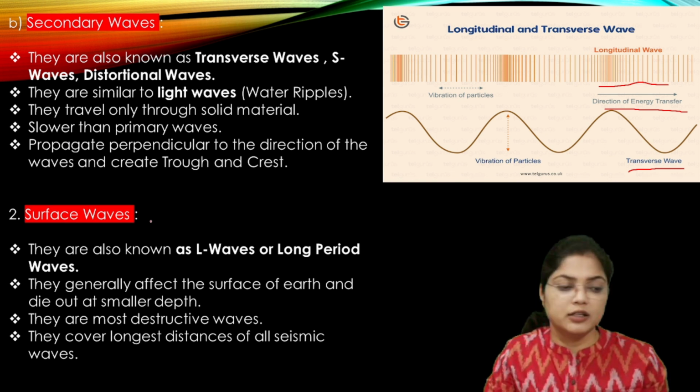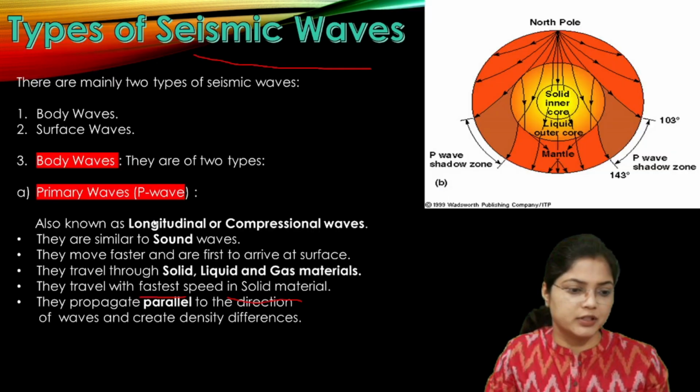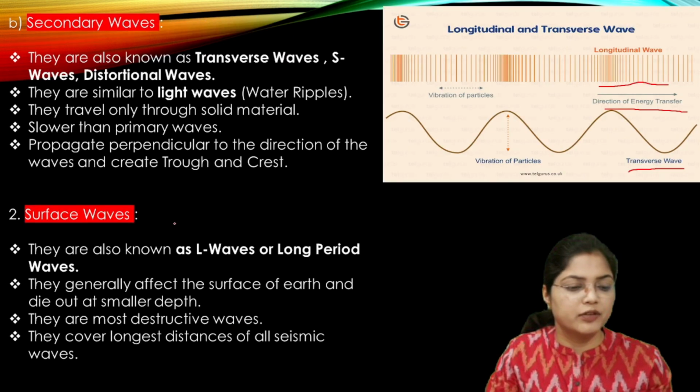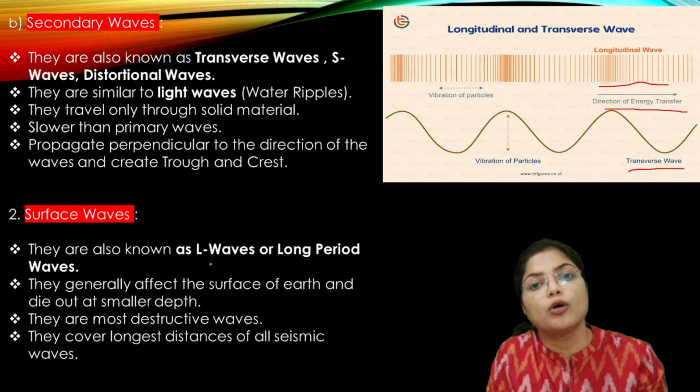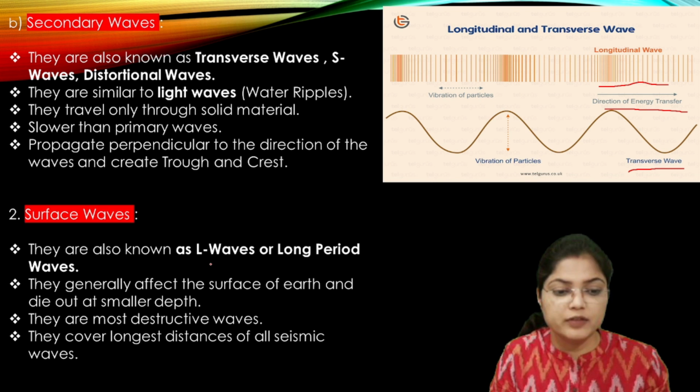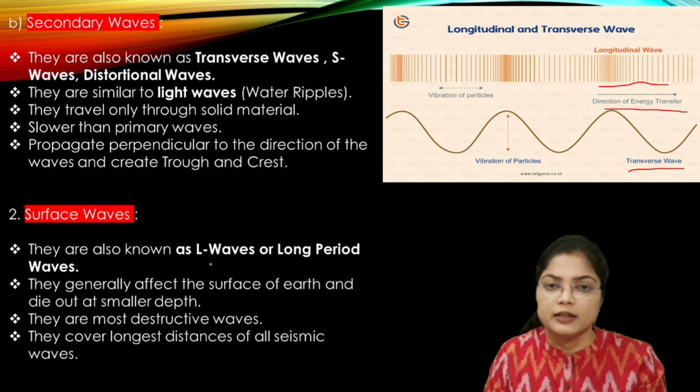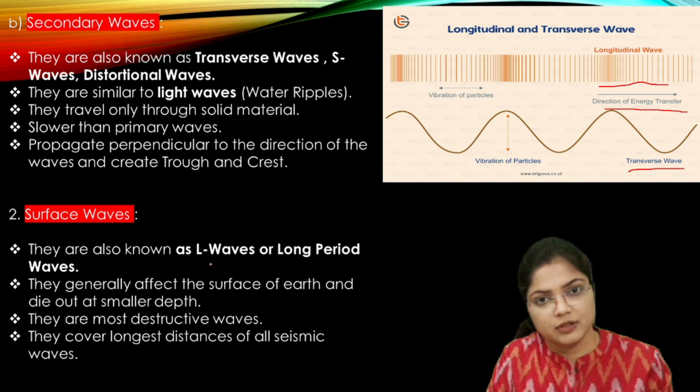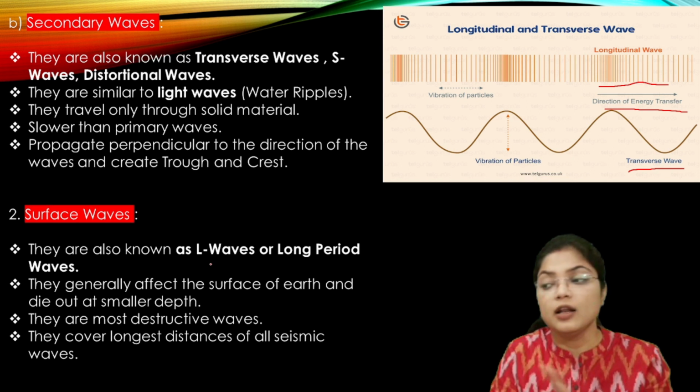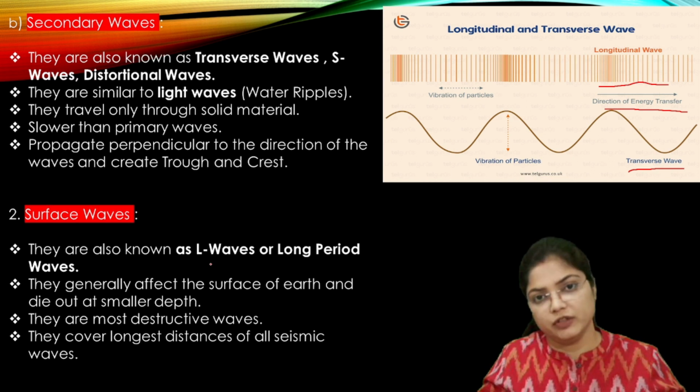Then second, here come surface waves. Surface waves are also known as L waves or long period waves. They are the most destructive waves. They cover a large area on the surface of the earth.